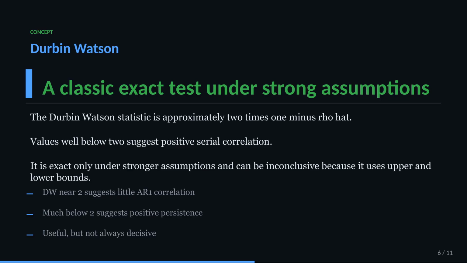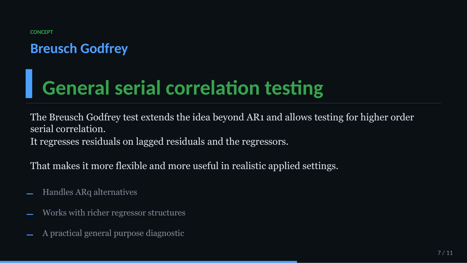The Durbin-Watson statistic is the classic exact test under stronger assumptions. It is roughly 2 times (1 minus rho hat). So values near 2 suggest little AR(1) serial correlation, while values well below 2 suggest positive serial correlation. It is useful, but not perfect, because its critical values come with a gray zone where the result can be inconclusive. For more general settings, the Breusch-Godfrey test is often more practical.